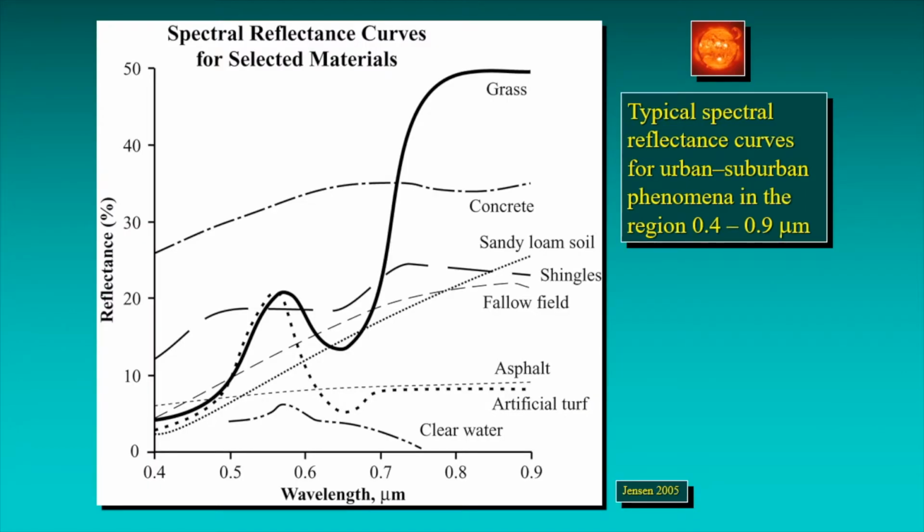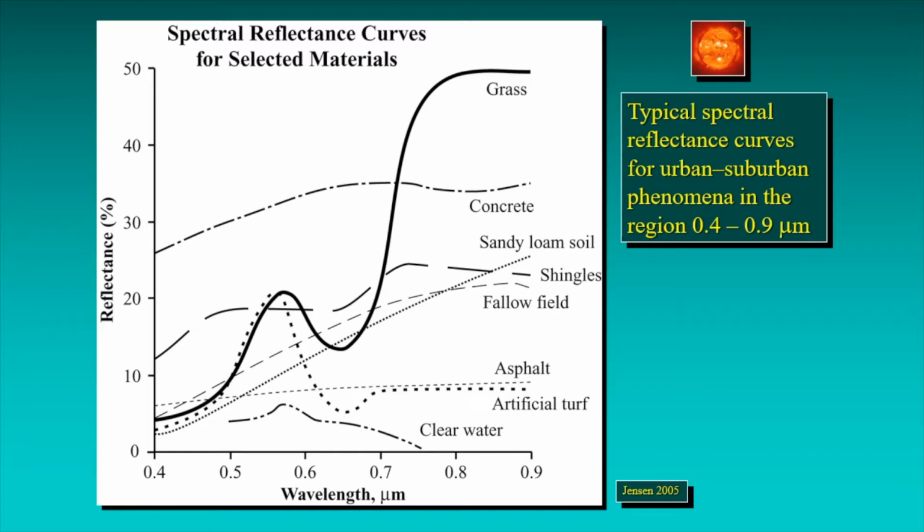In this figure, we see spectral reflectance curves for various types of urban-suburban materials over the wavelength region going from 0.4 to 0.9 micrometers. Specifically, on the x-axis we have wavelength in units of micrometers, again going from 0.4 to 0.9 micrometers. And on the y-axis, we have values of percent reflectance, which we showed how to compute on the previous slide. And plotted on here are various spectral reflectance curves for various types of materials.